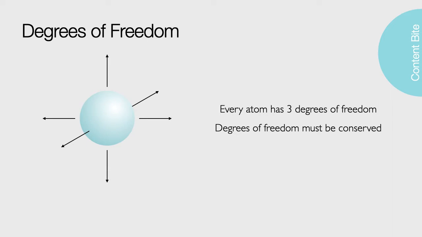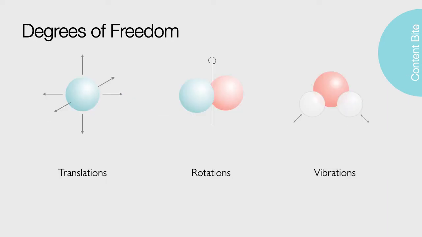The origin of this axiom is beyond the scope of this course, but this rule is important not only in thermodynamics but also in spectroscopy. When we combine atoms into molecules, we introduce new types of possible movement in the molecule: rotations and vibrations. So every molecule still has 3 translational degrees of freedom, and the number of rotational and vibrational degrees of freedom depends upon the structure of the molecule.